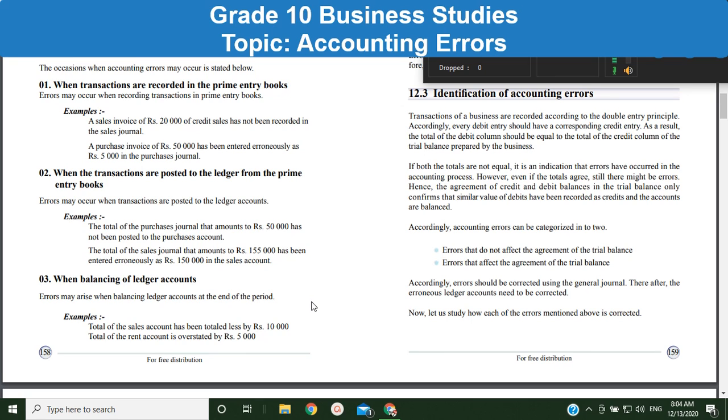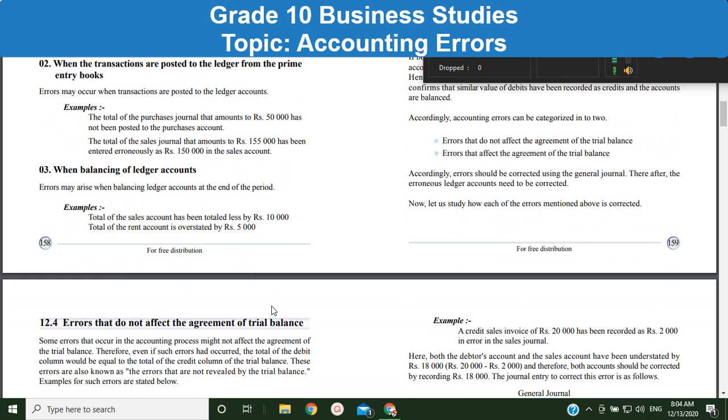with the narration. You may remember narration means, after the debit and credit transaction, in brackets, one small sentence about what we did here. That is called narration. That part you have to write.